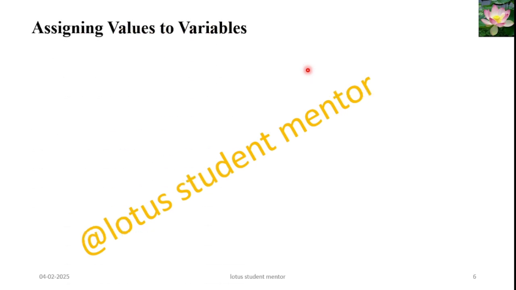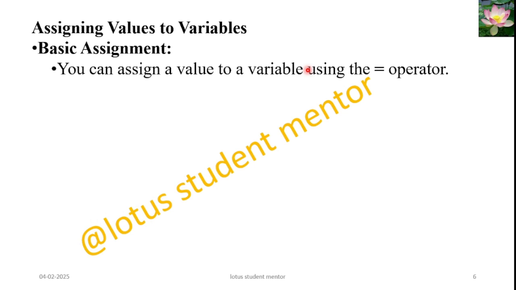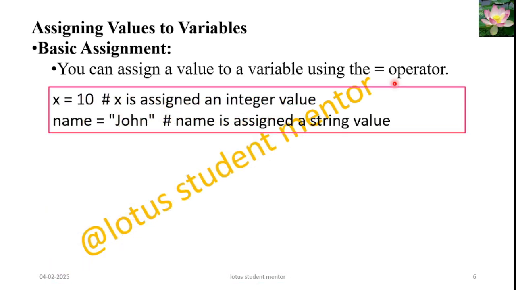Now let us see assigning values to variables. What is the basic assignment? You can assign a value to a variable using the equal operator. Let us see the example x equal to 10. There is no need to mention the type specifically in Python because it is a dynamic programming language. So x equal to 10 means Python automatically takes this as an integer value. Now name equal to "John" in double quotes will be considered a string value.